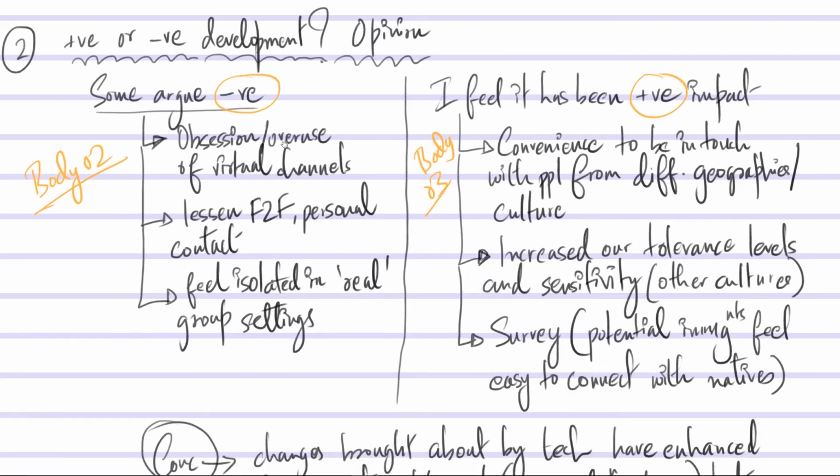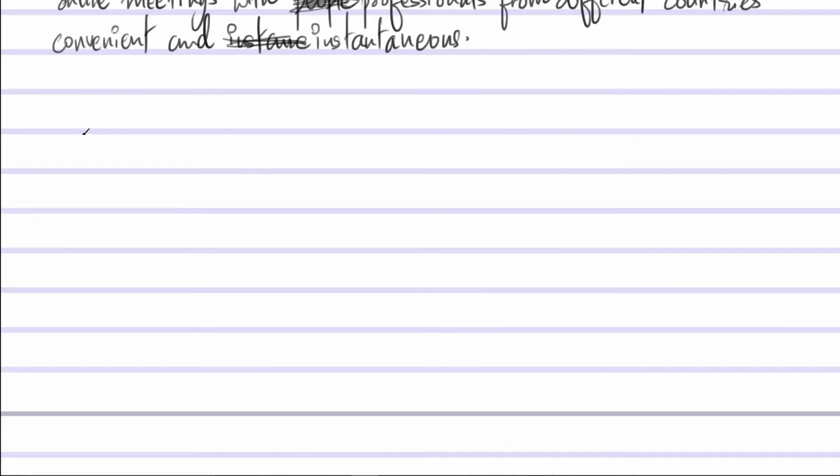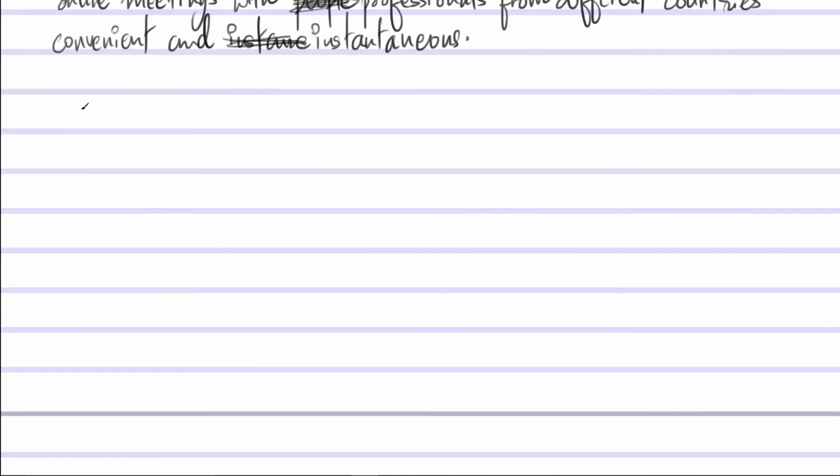Now let's move to the next body paragraph, and that body paragraph is going to talk about negative aspects brought about by, or at least people who hold the counter view. It's not my view, but some people do hold the counter views. A nice way to start a body paragraph about counter opinion is a downside to this trend. This trend is the trend in changes in communication brought about by technology.